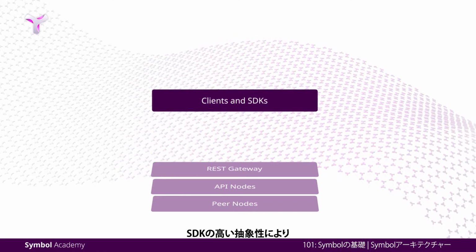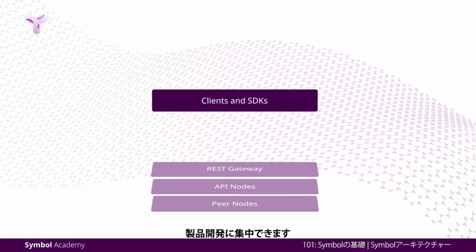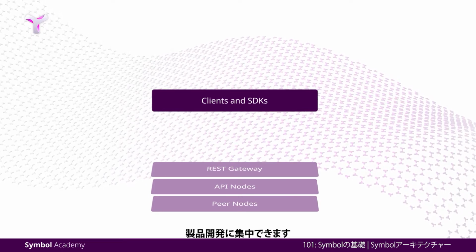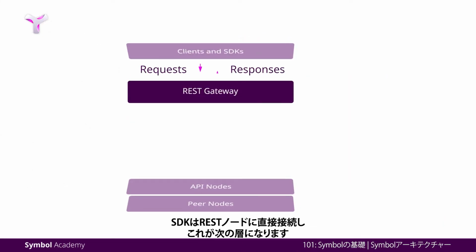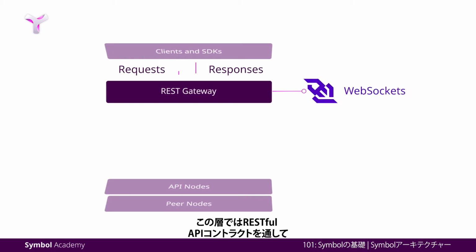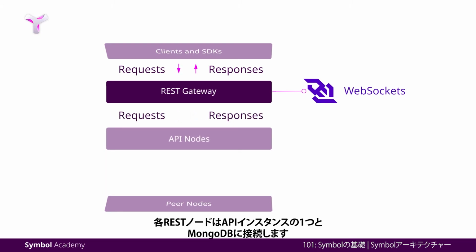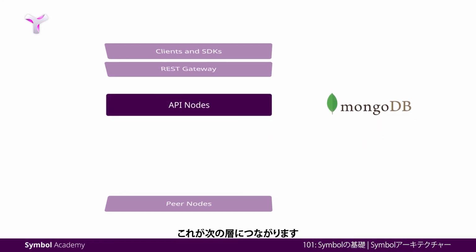Through its higher level of abstraction, the SDKs free up developers to focus on product development rather than on the Symbol-specific API details. The SDK connects directly with the REST node, which makes up the next tier. REST nodes take the requests from the clients, read and write on the blockchain, and notify the clients via WebSockets. This tier exposes all the features available through a RESTful API contract. Each REST node connects to one API instance and a MongoDB database. This leads us to the next tier.